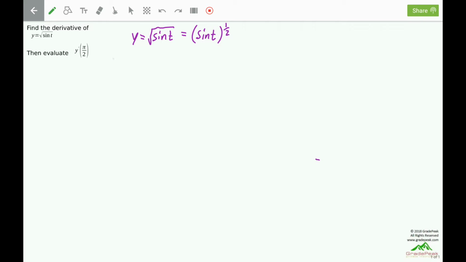The derivative, y prime, which can also be called dy dt, will start with the outermost function, which is the 1/2 power, which follows the power rule. So we're going to bring the 1/2 down. You leave the entire inside alone. Subtract 1 from the 1/2, so minus, I will call it 2 over 2.